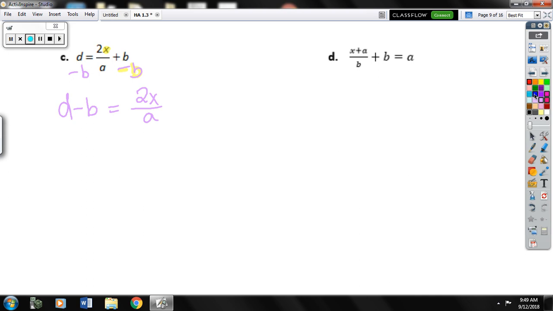Group them? Yes, very good. Aiden said, would we group them? Yes, this is a binomial. Two things being added or subtracted. They need grouping. Excellent. What's the next thing we would do? Aiden? Multiply by a. Good.